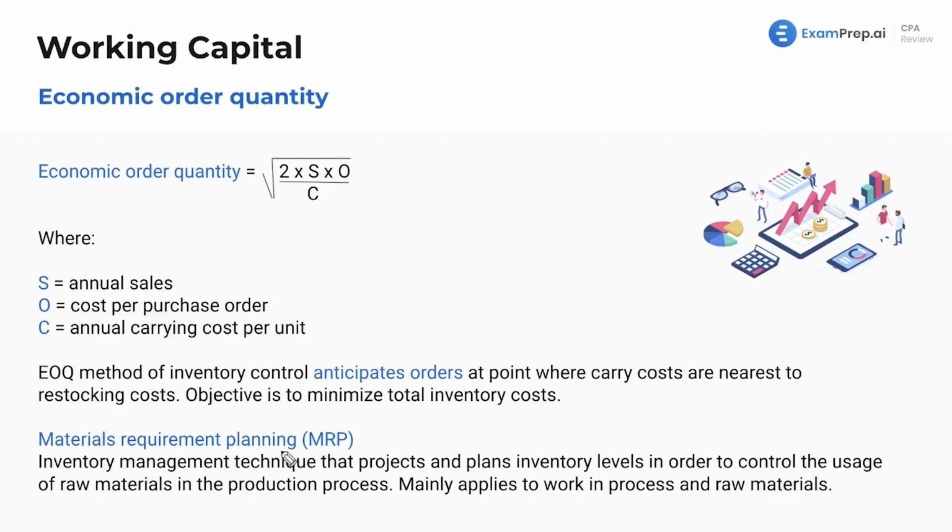Here's a term, something we just get familiar with, materials requirement planning. This is an inventory management technique that projects and plans inventory levels in order to control the usage of raw materials in the production process. This mainly applies to work in process and raw materials. So just a one-off term to be familiar with.